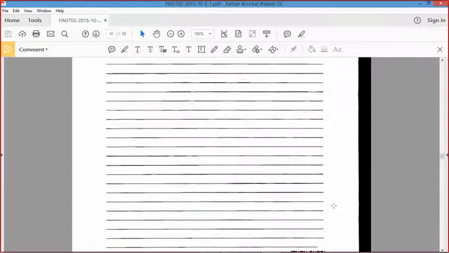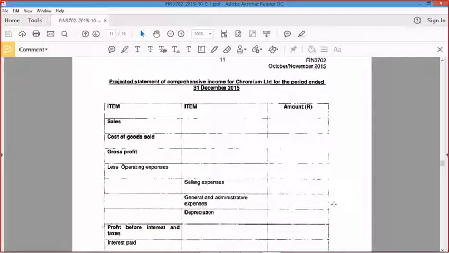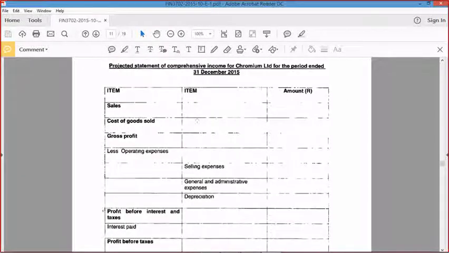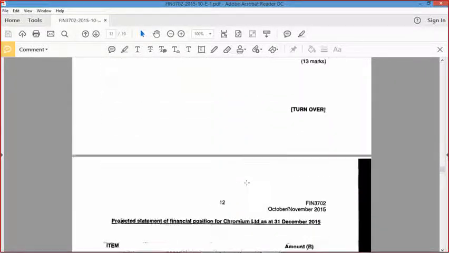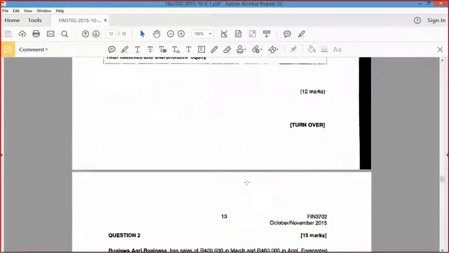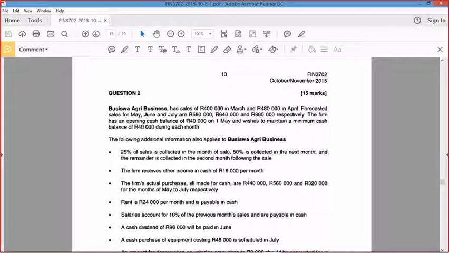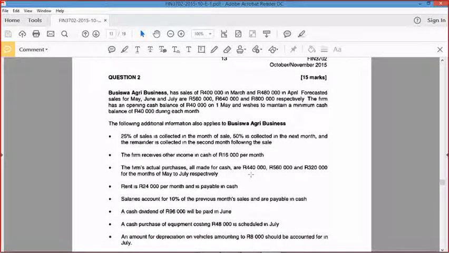Okay, then if we scan question 2, and they've given you the answer sheet as well. Here it is, projected statement of comprehensive income. So even better, normally in the past they didn't give students answer sheets. They normally just give you answer scripts, and then you've got to create all of this. But it looks like they've provided you with the actual templates as well, which helps a lot. Okay, so this is a nice paper, not too bad in terms of templates and having to remember too much format.